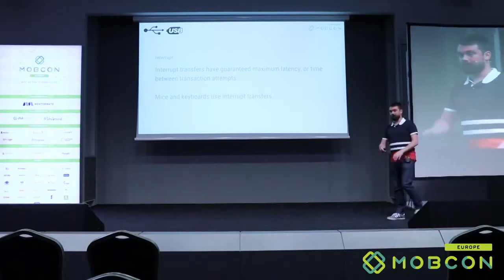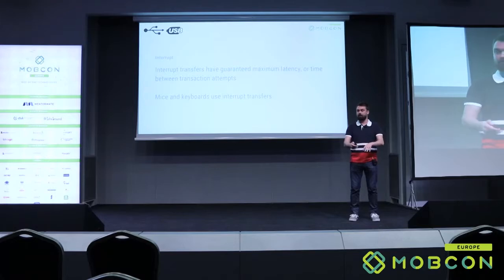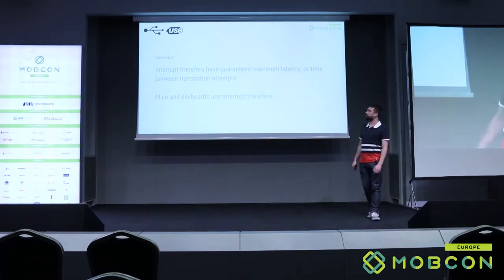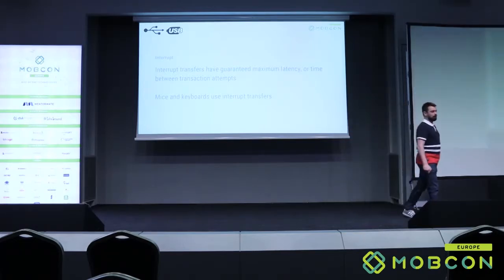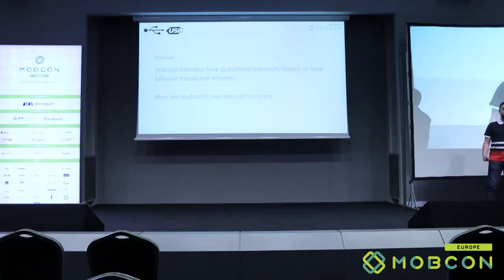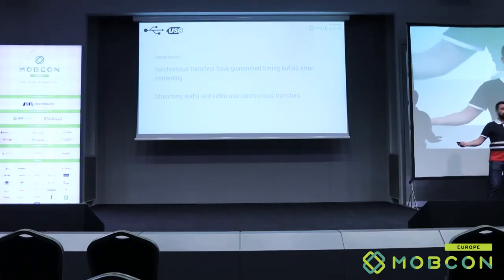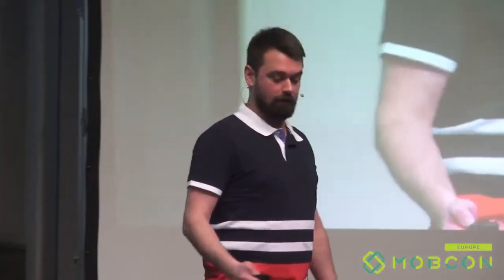So for instance, with a mouse and keyboard, you don't want to type and suddenly wait 2 seconds before actually seeing it on the screen. For something like that, you would use an interrupt protocol instead, which ensures a maximum latency, but it's slower. And sometimes you just want to broadcast things. You don't care if it arrives or not. Just try the best you can. Send all the video through this cable as possible. For that, you have the isochronous transfers.